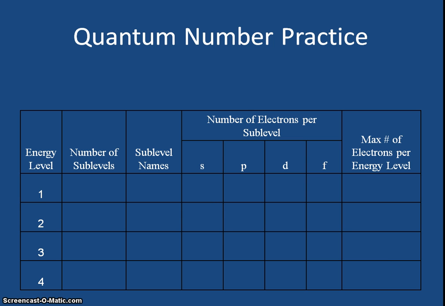In the second energy level, you can have 2 sublevels. They would be S and P. You can fit 2 electrons in the S and 6 electrons in the P. So the total for that energy level would be 8. Pause this video for a minute, see if you can fill in 3 and 4, and then check your answers.